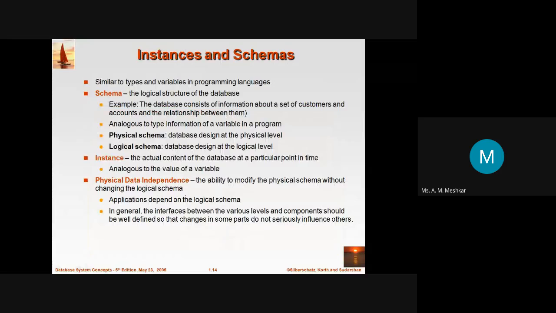We learned the meanings of instance and schema. So schema is the database design in simple words, and instance is, at any moment of time, the current state of the database, whatever data is present there. So we have compared it with the analogy of a variable also. Variable type is schema, and the variable currently holding any value in a program, that is instance. You can relate it to the database instance and schema terms.